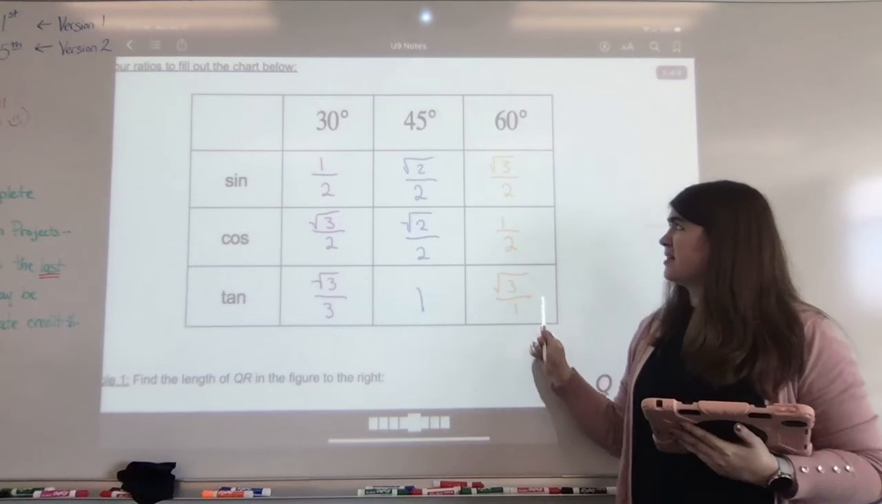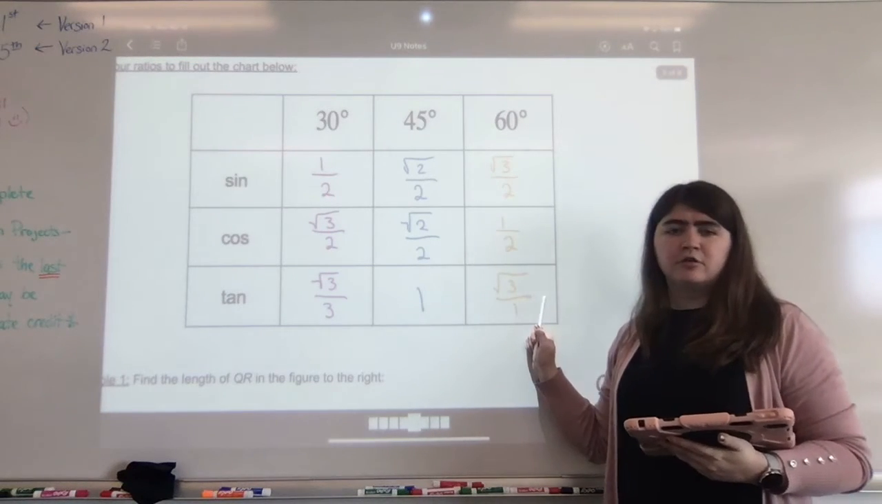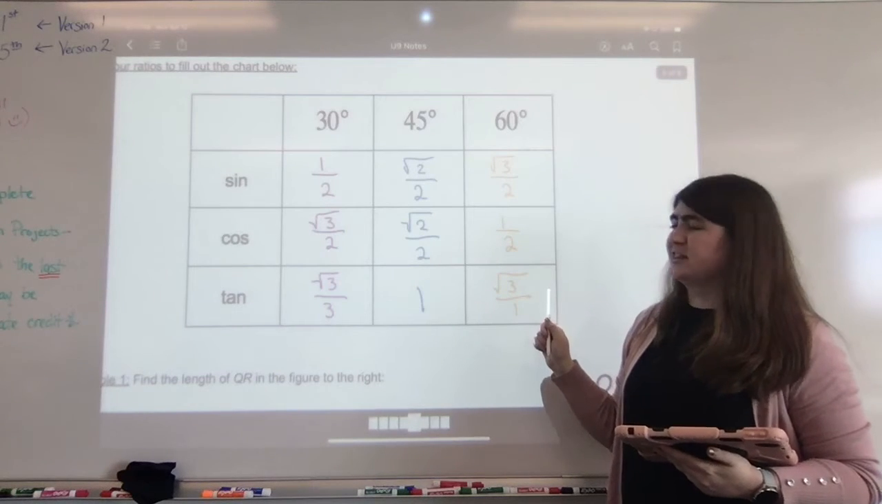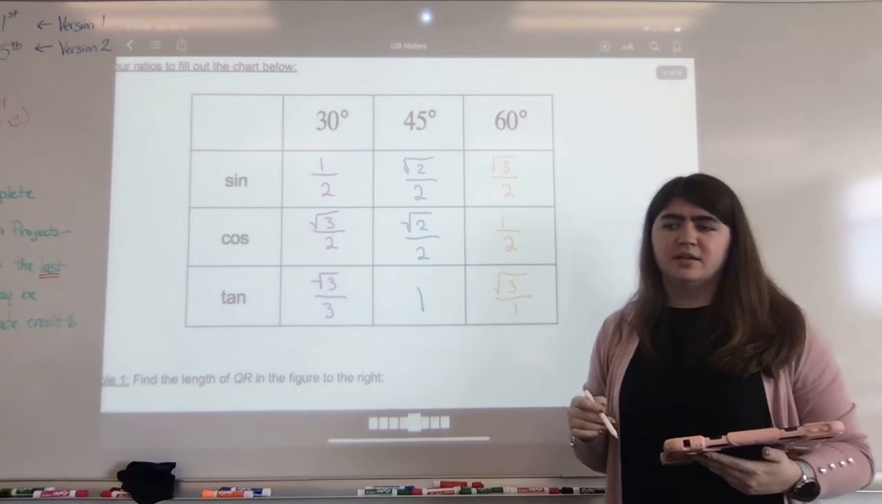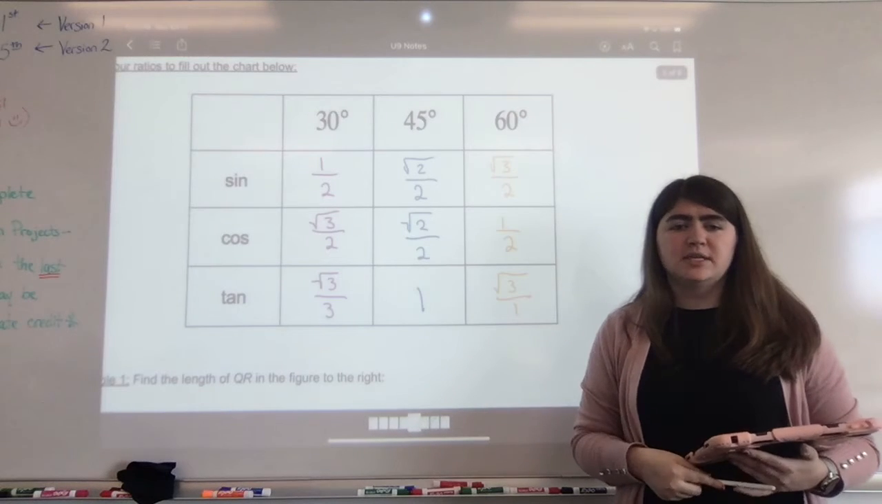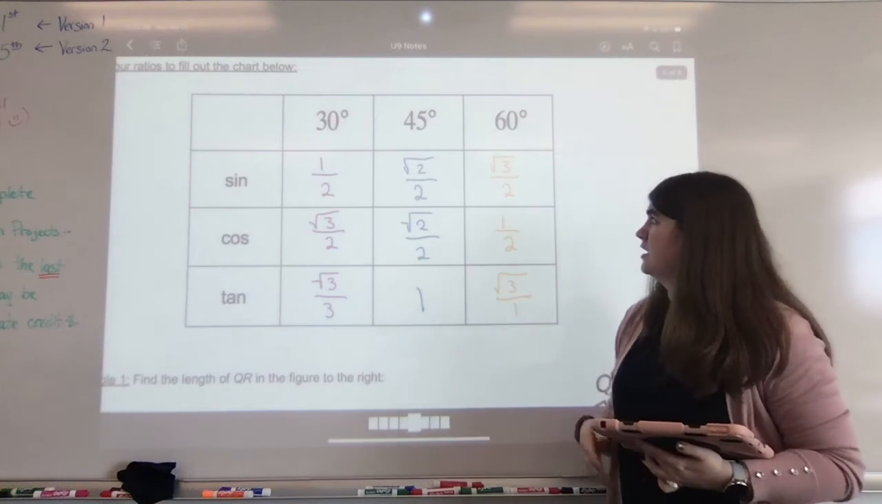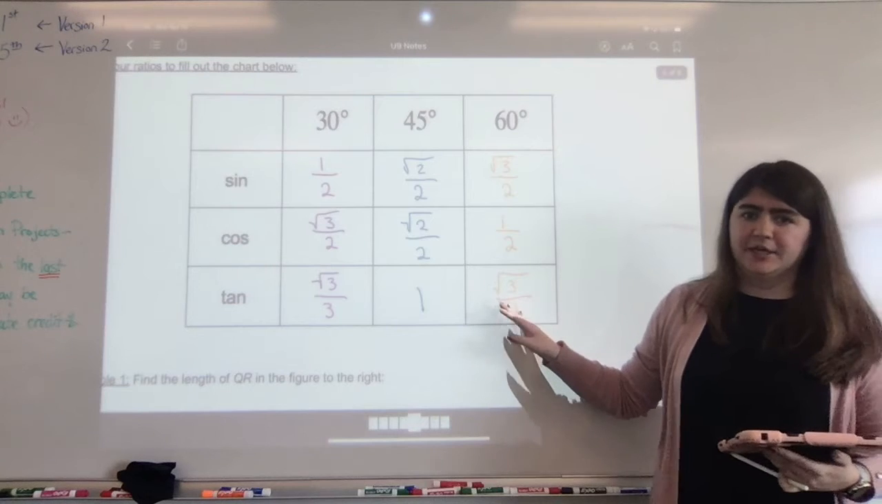All right, and I realize that this column is kind of hard to see. The color is difficult to see. I recommend looking at the key that is already posted on the Drive folder attached to the Unit 9 module on Canvas, and you'll have a better view of what we're looking at here.